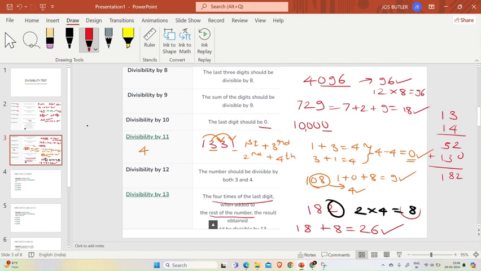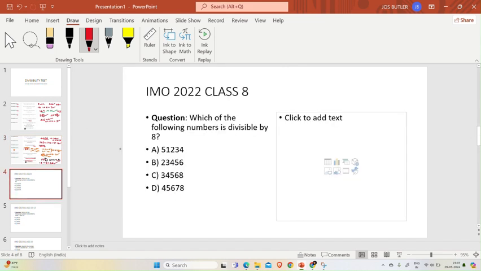Now these tricks are very important for competitive exams. So let us look at a few questions. This question was asked in IMO, International Mathematics Olympiad, for class 8. For this you have to check which of the following numbers is divisible by 8. For this question, obviously the only choice to answer is by looking at the options. So we will look at the options one by one.